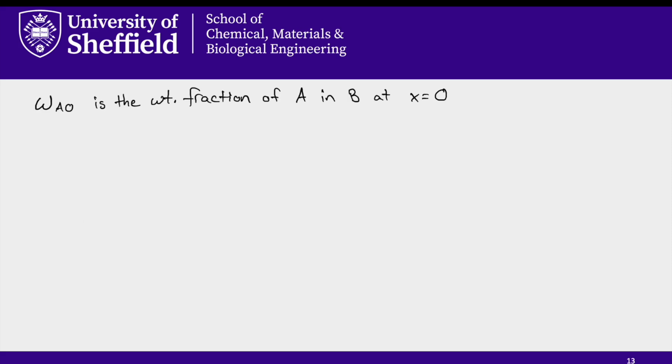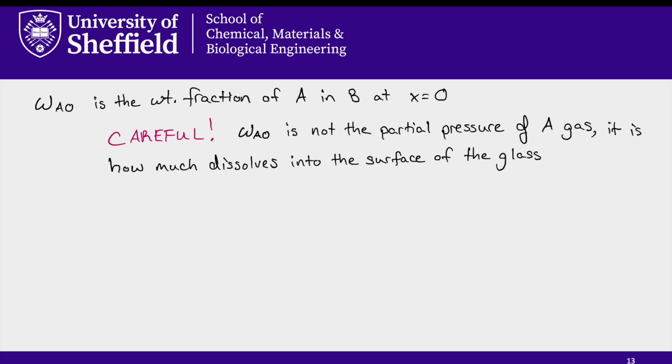It's worth noting here that omega A naught is the weight fraction of helium that's inside the glass, just at the surface of the glass, that position x equal to 0. Be careful, we're working with a solid and a gas here. Omega A naught is not the partial pressure of A in the gas. It's how much helium dissolves into the surface of the glass. This is a little confusing because with solubility, you generally think of a solid in equilibrium with a liquid.